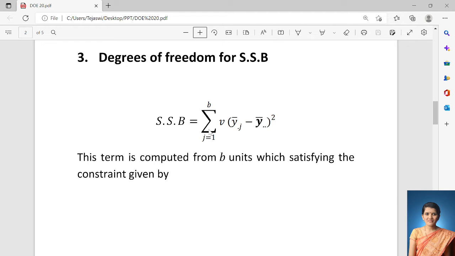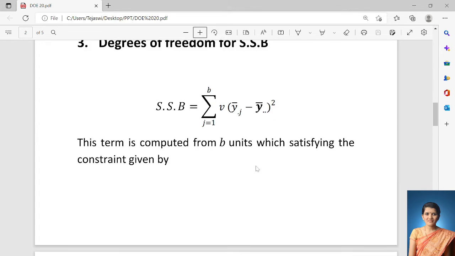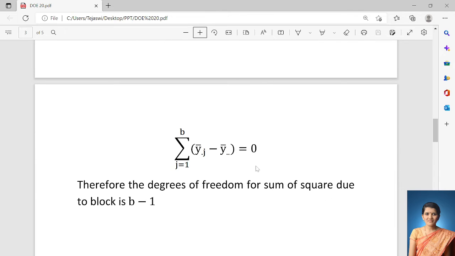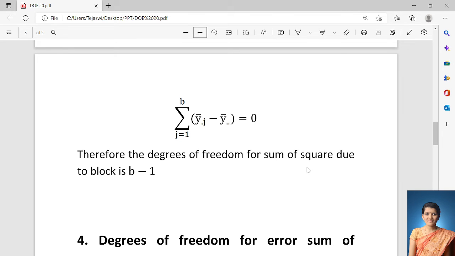Next, degrees of freedom for the sum of square due to the block. The formula for the sum of square for the block is v times summation over j of (y dot j bar minus y double dot bar) whole square, and this term is computed from b units and satisfies the constraint given by summation over j of (y dot j bar minus y double dot bar) is equal to 0. Therefore, the degrees of freedom for this sum of square due to the block is b minus 1.